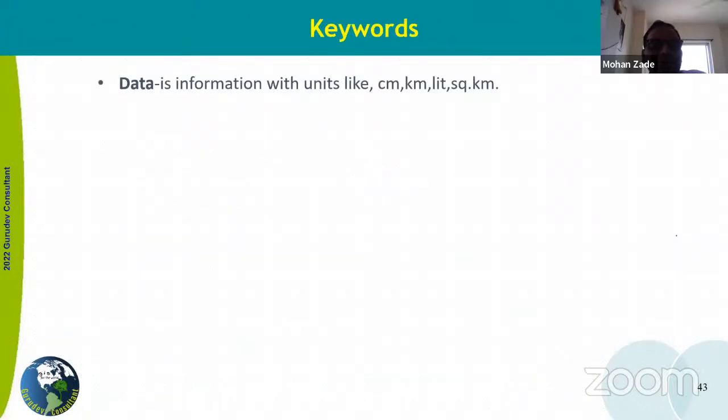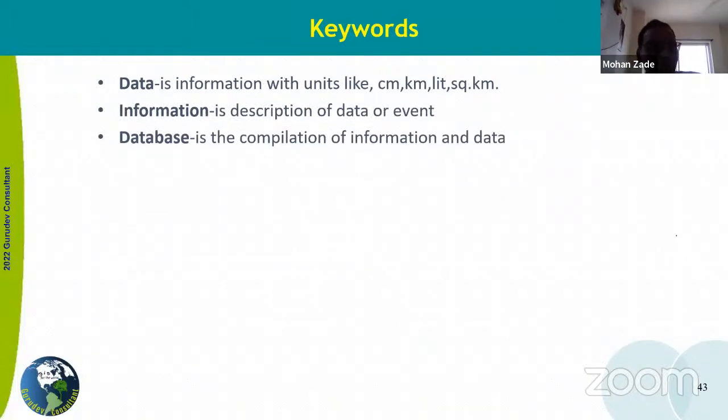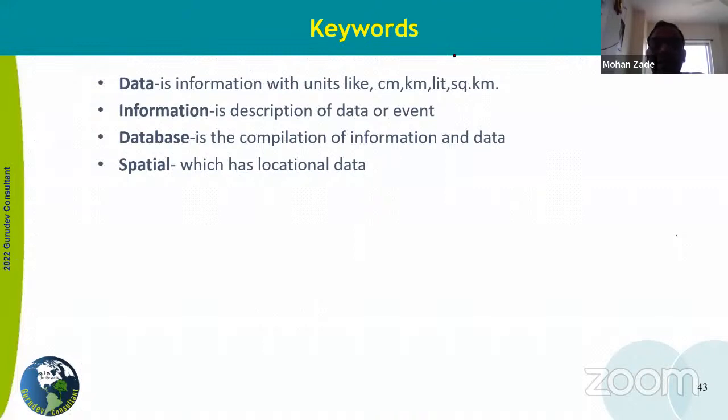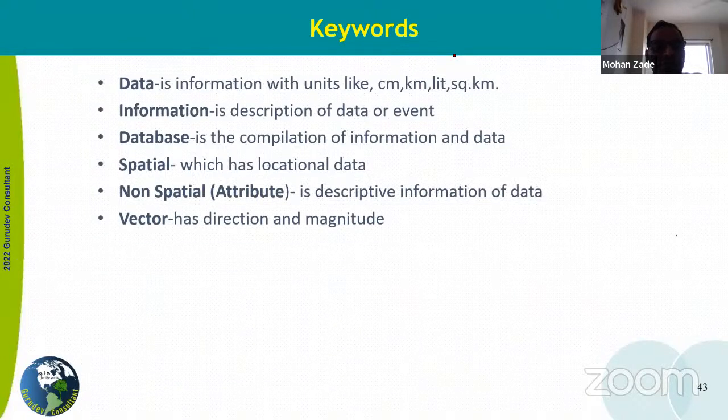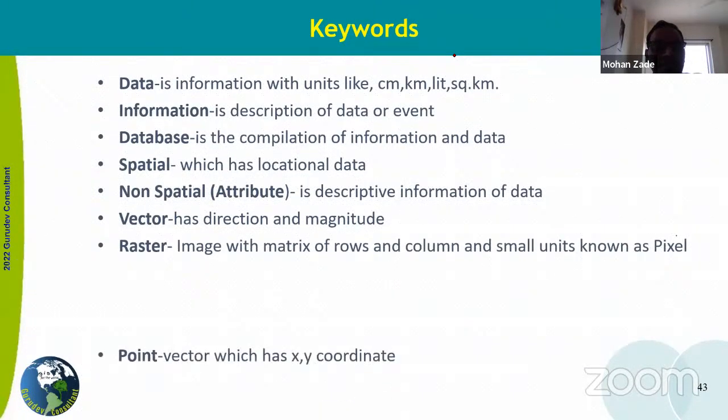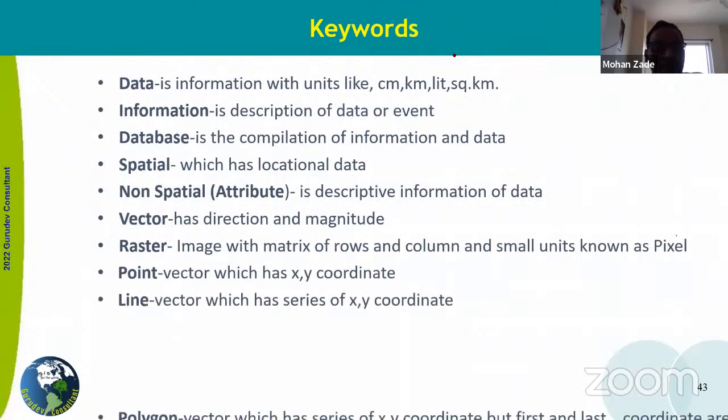These are some of the keywords. Data is information with units like centimeter, kilometer, and all those things. Information is the description of data or an event. I think I will go fast now. Database, I have to cover remote sensing. Spatial has a location. Non-spatial data. Vector has magnitude. Raster, point, line, polygon, and so on.